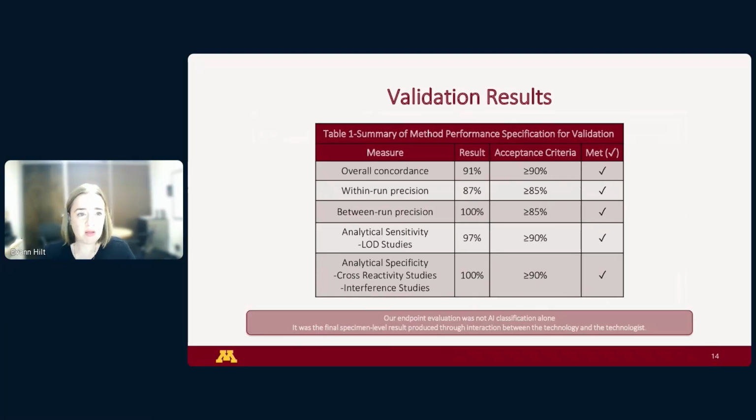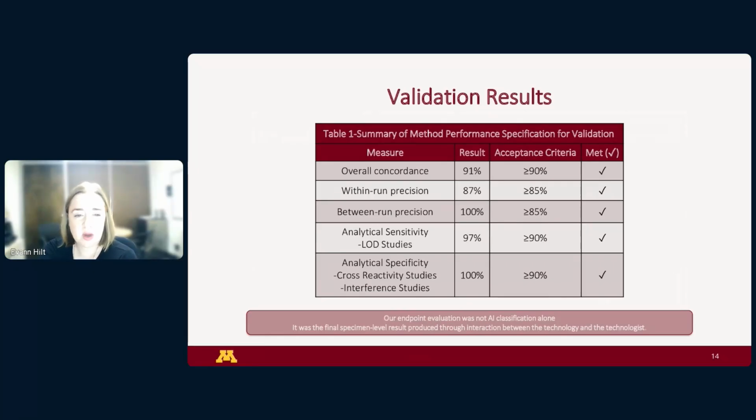And not all organisms are seen in wet mount, and not all organisms are seen in trichrome. So that's why you need the two together. And we felt that verifying and validating those separately was not appropriate. So that's why we did the whole entire workflow and how it worked from start to finish. But as you can see, we were well within our acceptance criteria for all of the different measures, and we were very happy with implementing this within our laboratory.